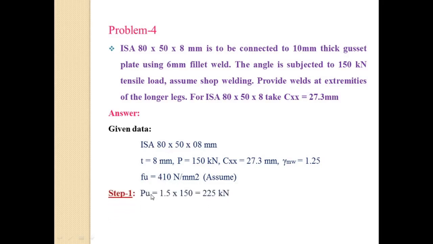So step number 1, we first have to calculate the design load, that is the factored load. The factored load is the service load or working load multiplied by the partial safety factor, that is 1.5. So 1.5 multiplied by 150, we get 225 kilonewton. That is the factored or ultimate load or design load. Size of weld is already given, that is 6 mm.